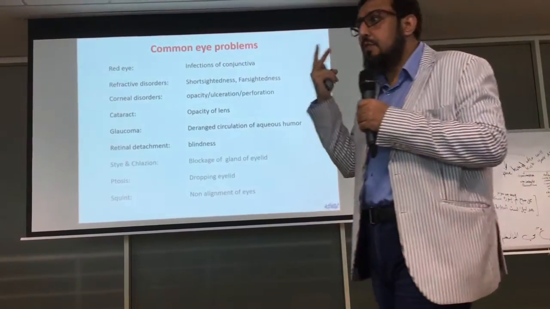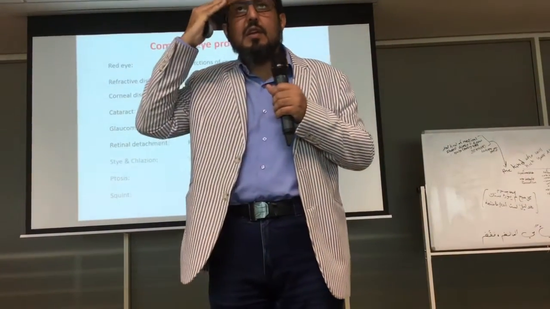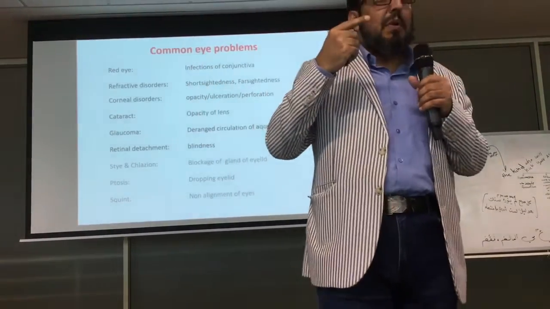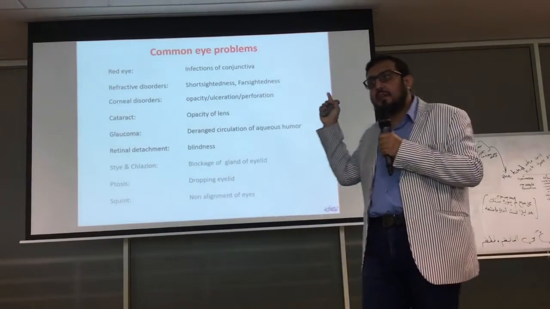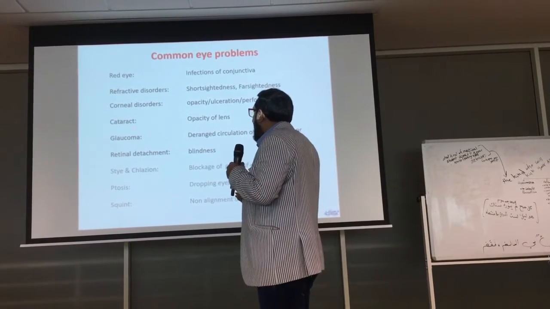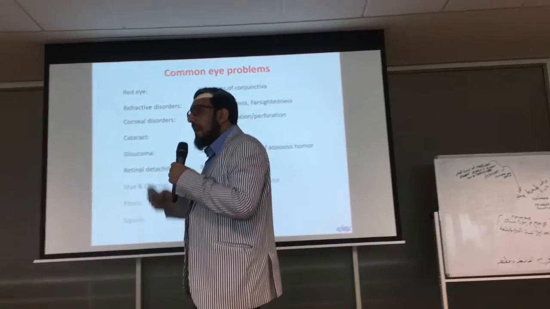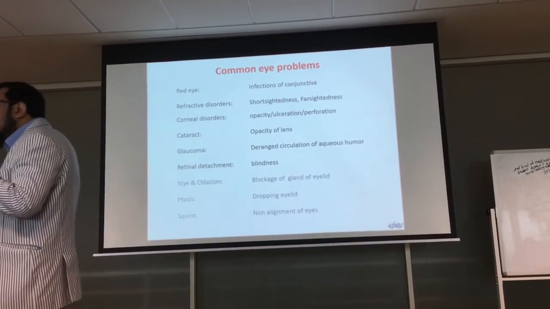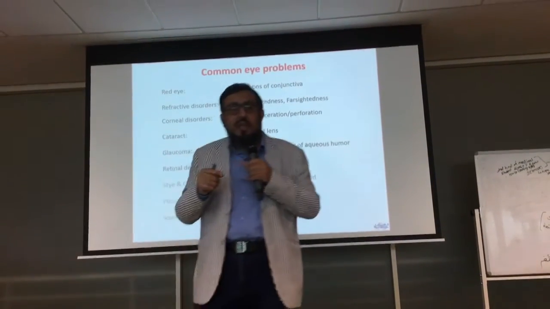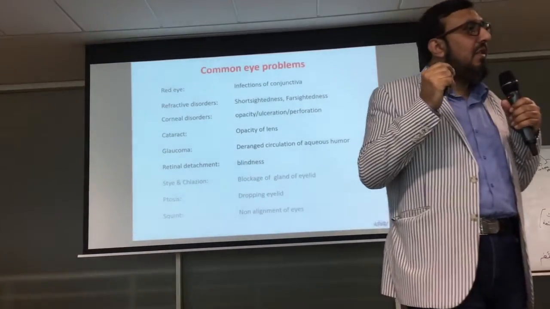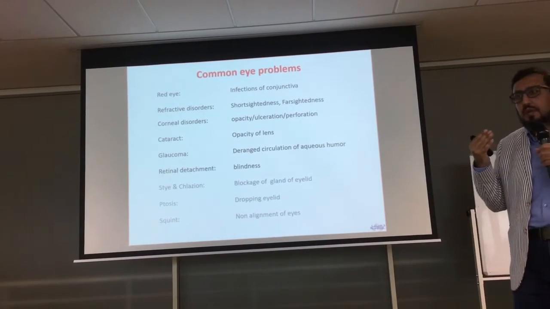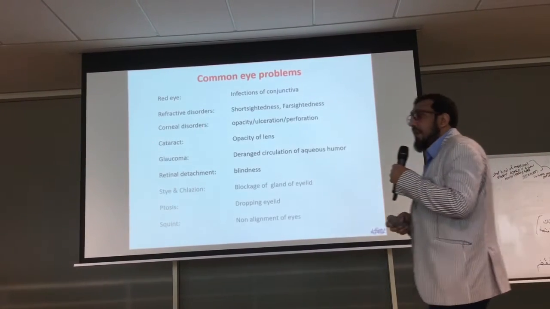Refraction is done by means of two structures, the cornea, which is the anterior transparent membrane, and the second is the lens. Okay, so any problem with these two will result in the refractory disorder. Then the problems in the lens or in the cornea or in the overall shape of the eyeball will result in the refractory disorders. Okay, they will be dealt in detail in your physiology lecture, but we will try to understand the basic anatomical concepts behind those. Okay, then there are some corneal disorders.